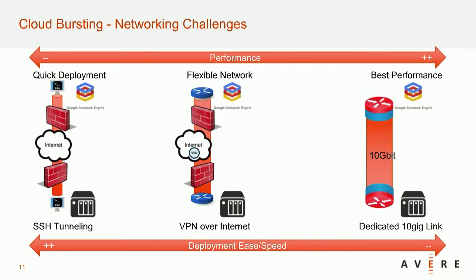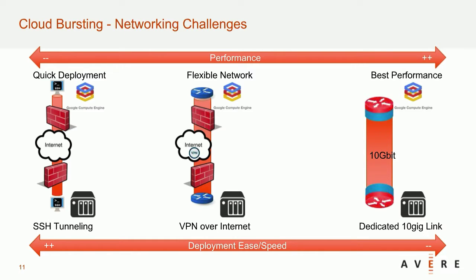So on the left column of this slide, we see what we consider our quick deployment strategy, which essentially is opening up an SSH tunnel from your on-premises hosts into your cloud environment. And then that allows the IP addresses where the host is sitting inside of your cloud environment to communicate back to your on-premises core filer. And the core filer is where all of your data resides.